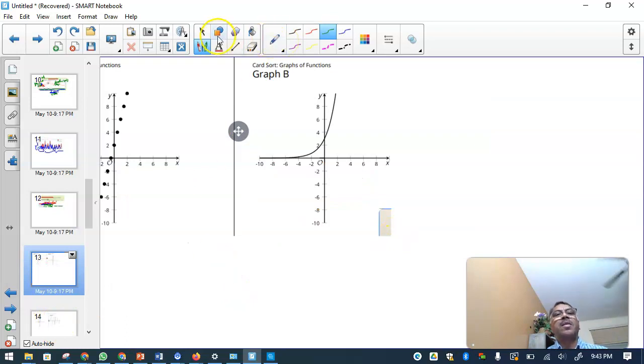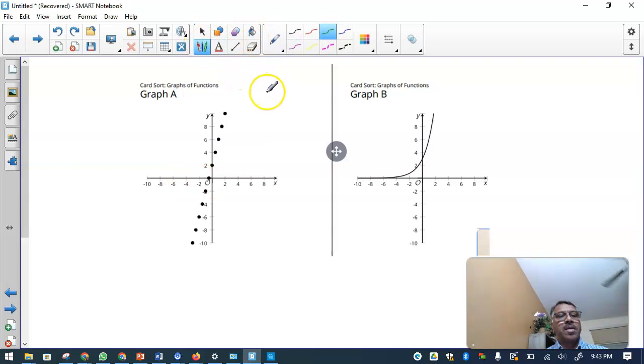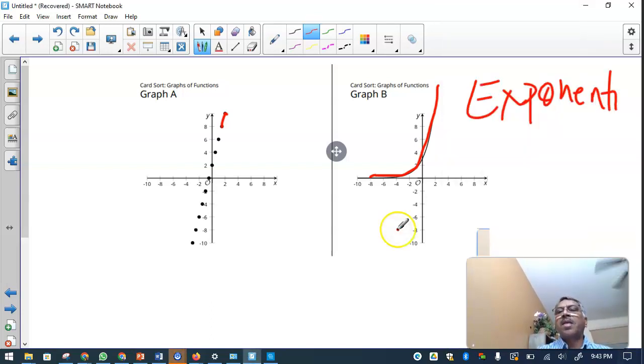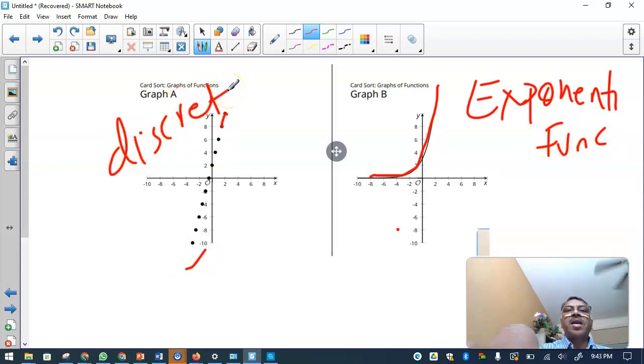So I'll go straight to the problem. Look at this, the first problem, A. The first one here has dots in a line, but they are discrete because they are not connected. If they were connected... now look at this one, it doesn't have dots, it's just continuous. That's the exponential. I want you to make a sketch on paper and say, that's an exponential function. This is also a function, but this is discrete.